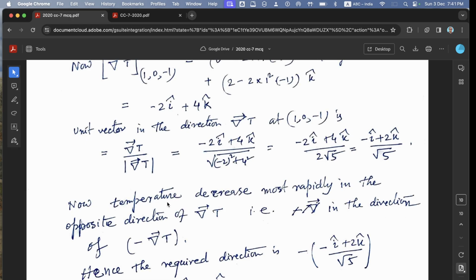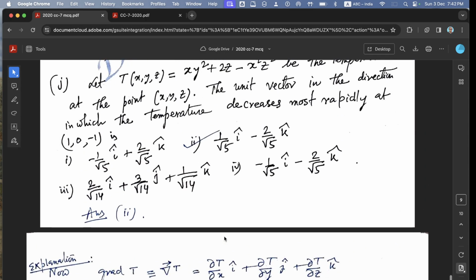Now the temperature decreases most rapidly in the opposite direction of grad T, that is in the direction of minus grad T. The temperature increases most rapidly in the direction of grad T, so it decreases in the opposite direction, that is minus grad T.